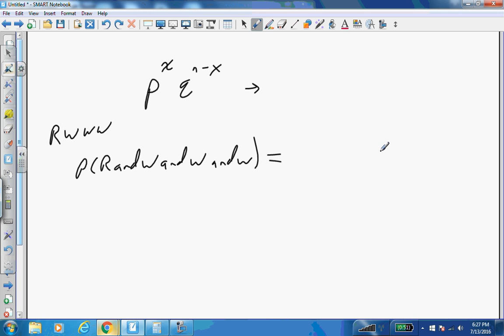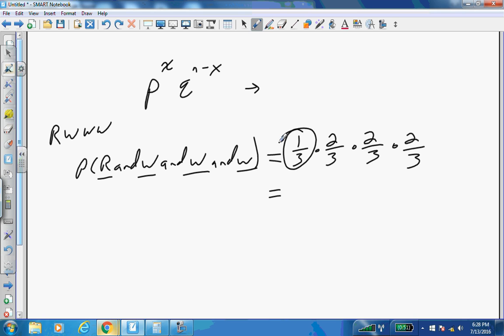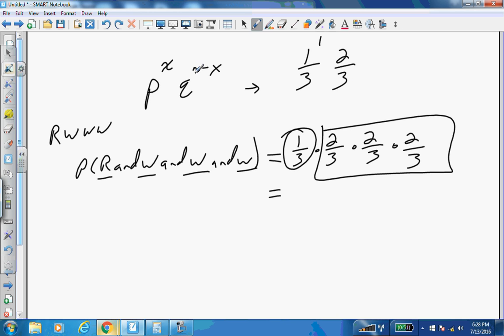Since they're independent events, that's the probability of getting the first one right times the probability of getting one wrong times the probability of getting the third one wrong times the probability of getting the fourth one wrong. So 1 success, 3 failures. If the probability of success is 1/3, that's 1/3 to the first. Probability of failure is 2/3. If there are 4 trials and we're looking for 1 success, 2/3 to the third power.